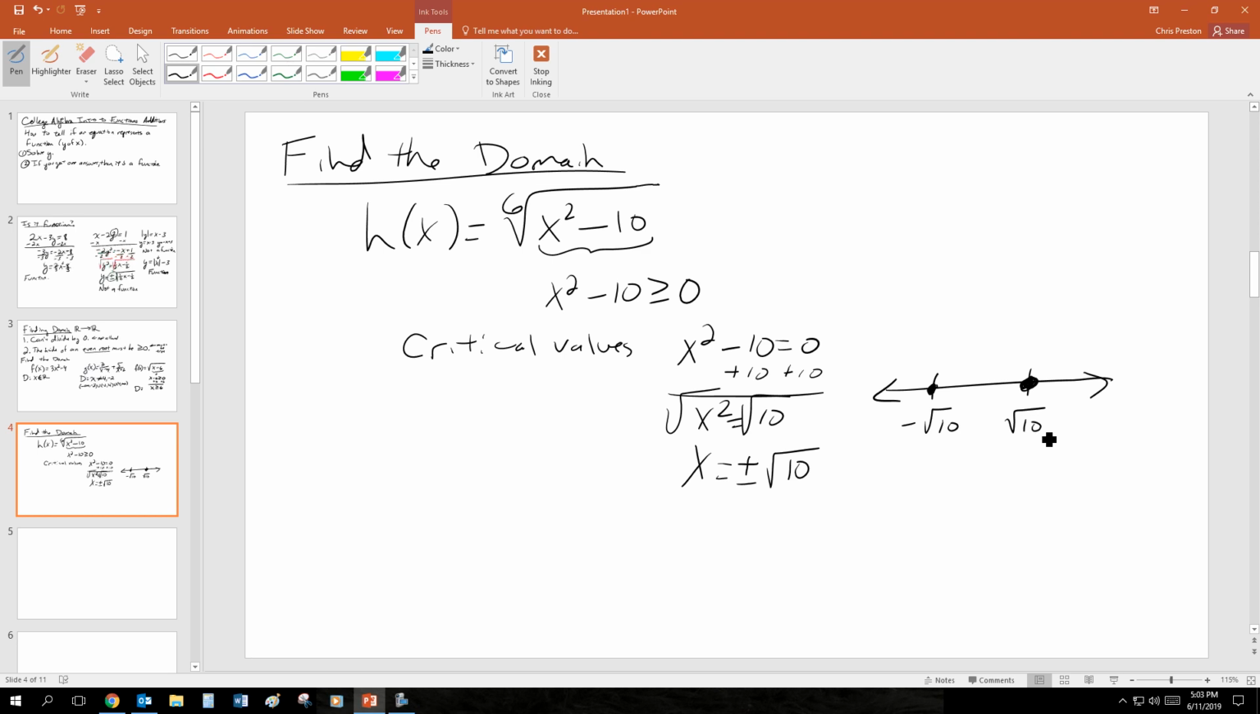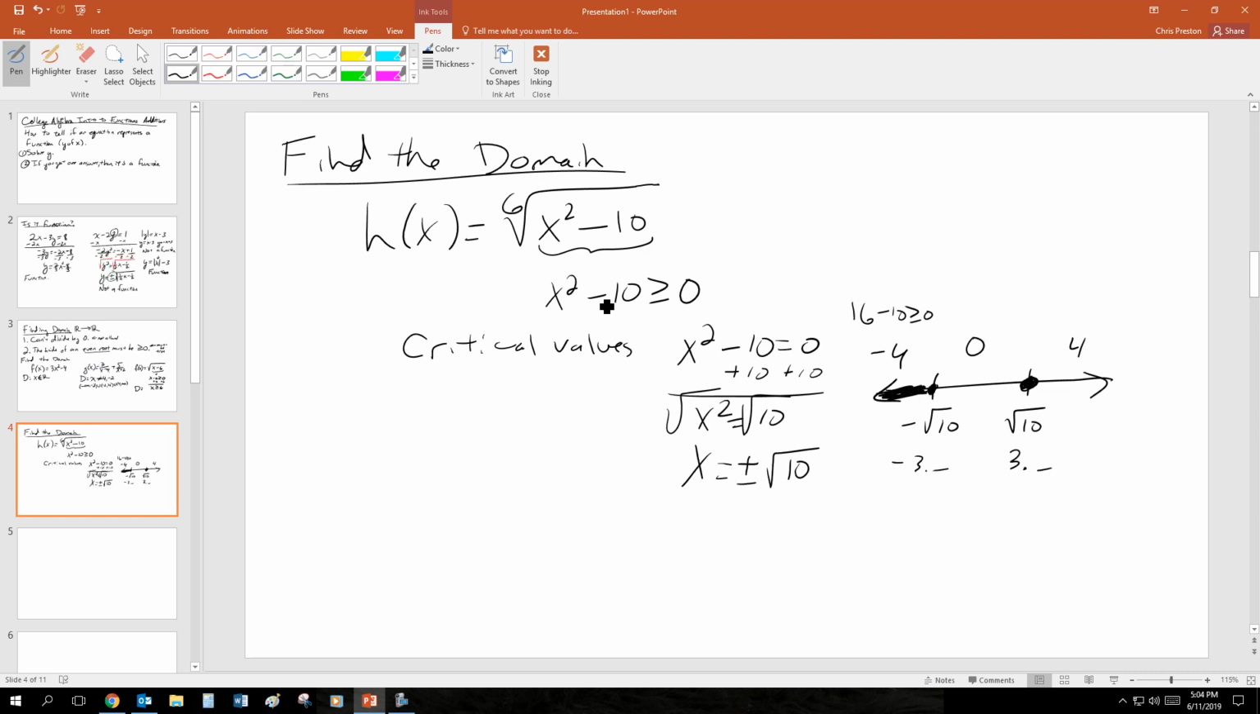Square root of 16 is 4. So this is 3 point something, right? And this is negative 3 point something. So how about we pick 0 in the middle, positive 4 over here, and negative 4 over here. And we put those in. So negative 4 squared, positive 16 minus 10. Is that greater than or equal to 0? Well, yeah, that's 6. So that area is going to work.